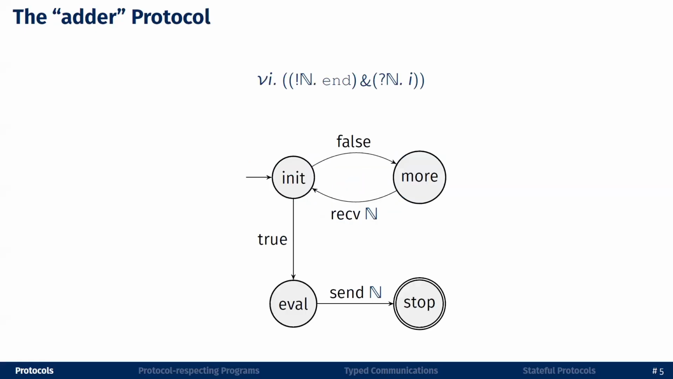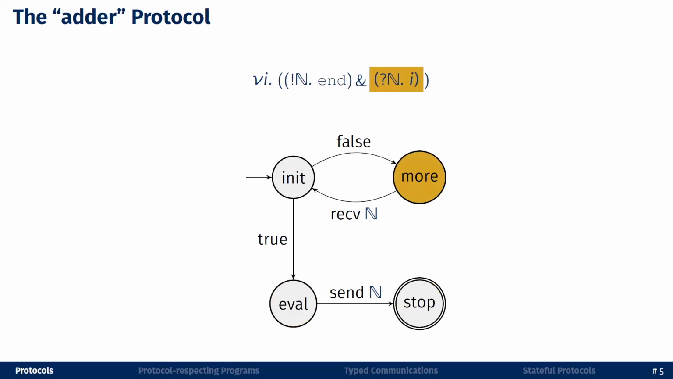Basically, to get an intuition for this, if you're a server offering the adder protocol, where you're going to get a bunch of numbers from someone else and eventually return the sum, it looks something like this. At the top, we have the protocol in its initial state. The ampersand tells you that you're offering two possible moves to your clients. The client can either decide to eval the current sum, and you will send back a natural number and then stop.